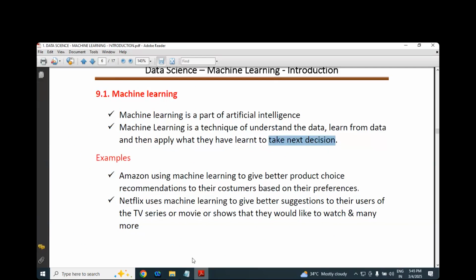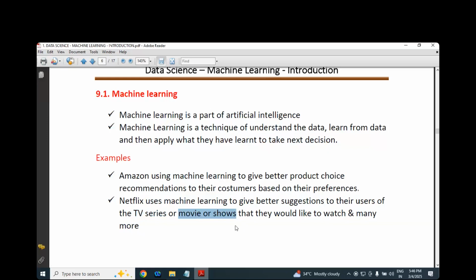The backend of the Amazon recommendation engine works very well. That recommendation engine is nothing but a machine learning algorithm. What algorithm, sir? A machine learning algorithm. Whenever you are watching any YouTube shorts or video, it will start recommending similar videos. Whenever you are watching movies on Amazon Prime, it will start recommending similar related videos. Netflix uses machine learning to give better suggestions to their users for TV series and movies. These are all examples.